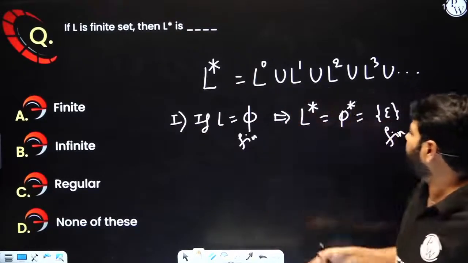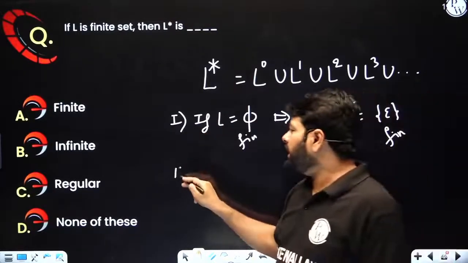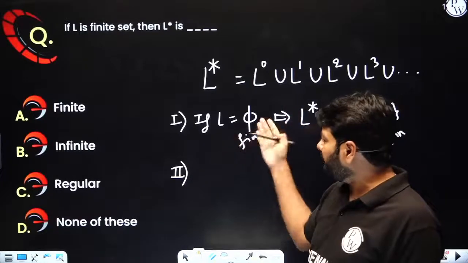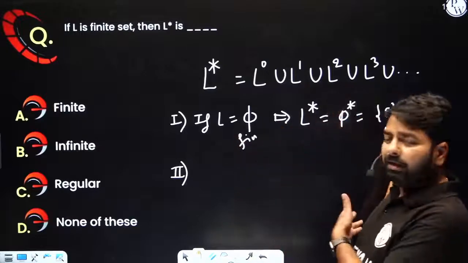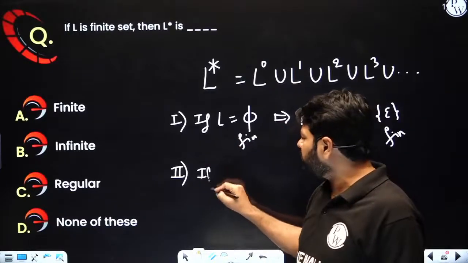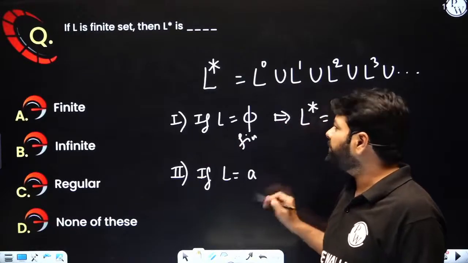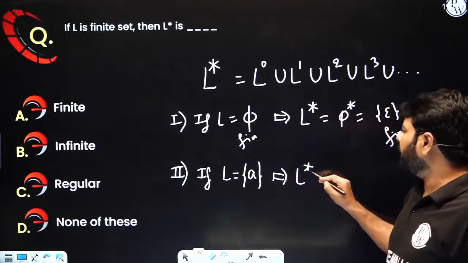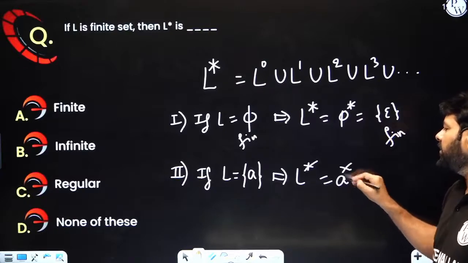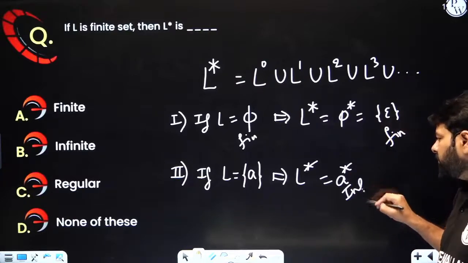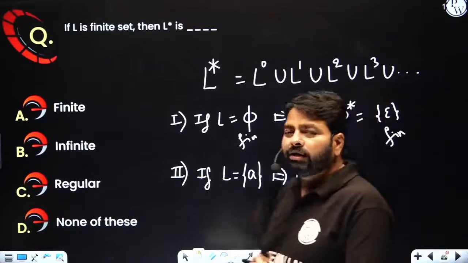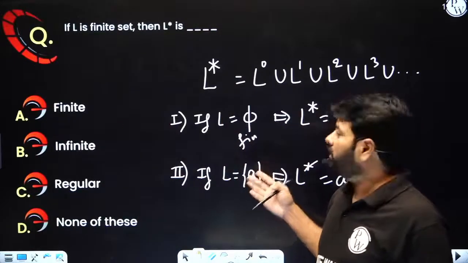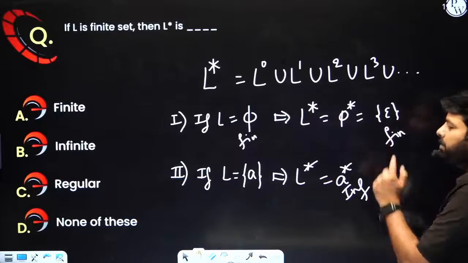So Kleene closure of a finite set, you may get finite. In case of the empty set and epsilon, if you take epsilon again you will get epsilon. But let me take some other language. Let me take A. A is also finite, right? Then if you do L star, you will get A star. So this is not finite, this is infinite. So what I'm trying to conclude here is, when L is finite, L star may be finite, may be infinite.